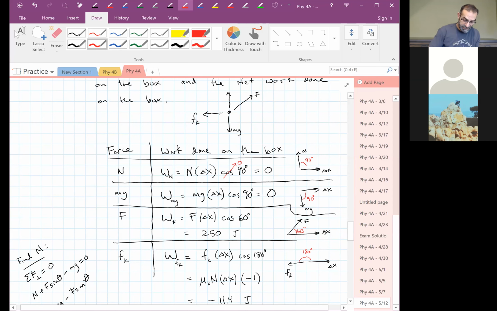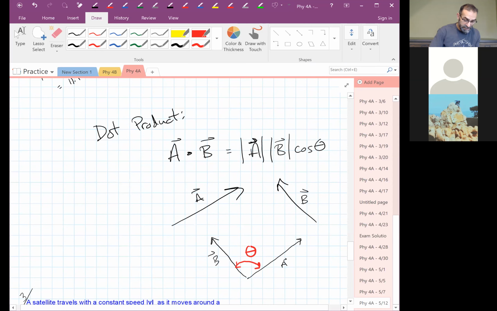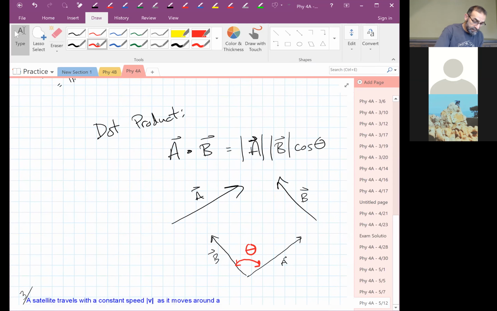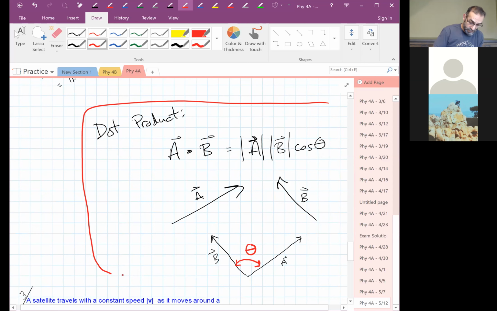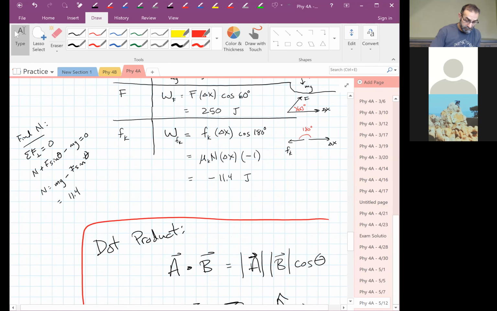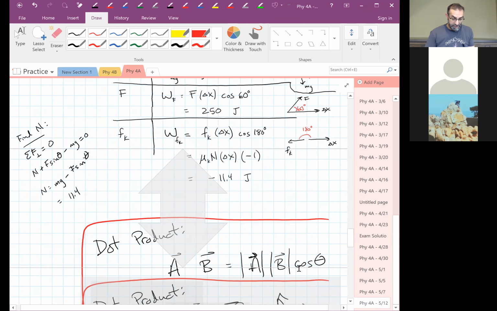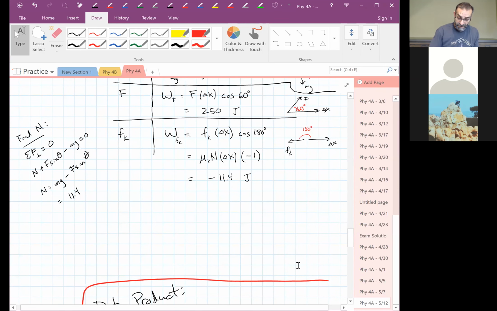All right. Good. Excellent, excellent. Clearing up sticking points. All right, so what have we just done? We found the work done by each of the forces acting on our box as it slides across the floor. Now what are we going to do? We're going to add them up and come up with the net work done.